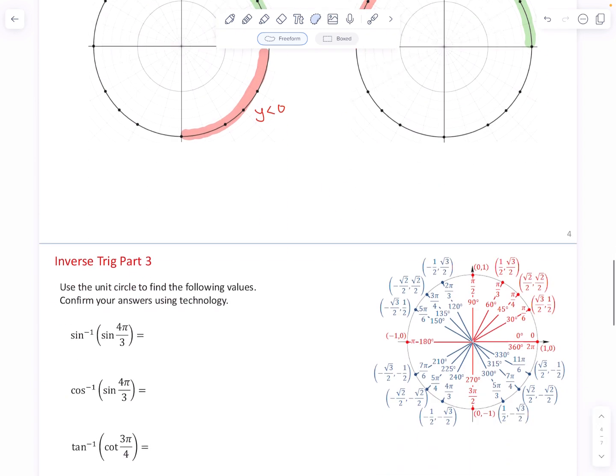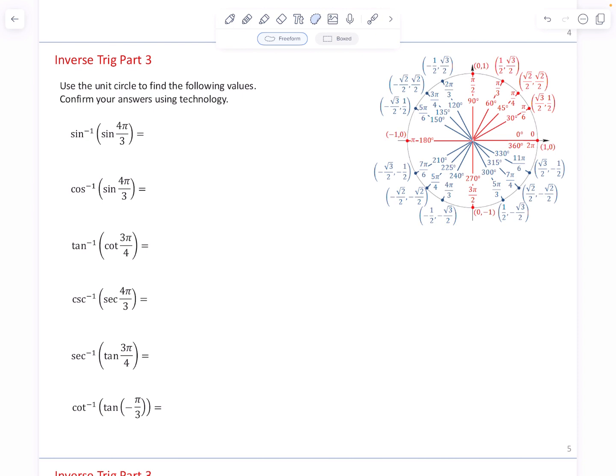All right, next slide. Use the unit circle to find the following values. Confirm your answers with technology. So these problems involve finding the inverse trig of a trig expression. We're going to work inside the parentheses in each case first. So let's first find the sine of 4 pi thirds. 4 pi thirds is an angle in our unit circle.